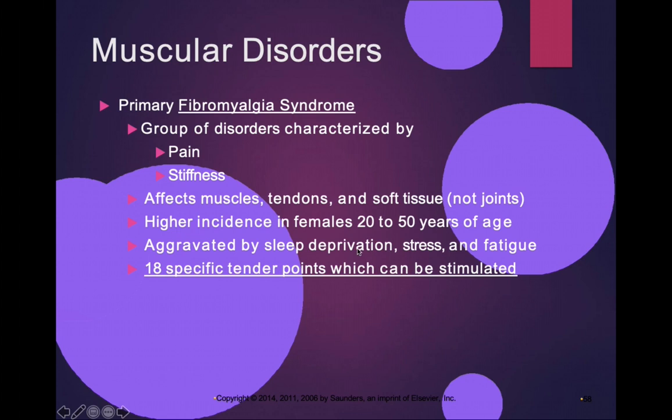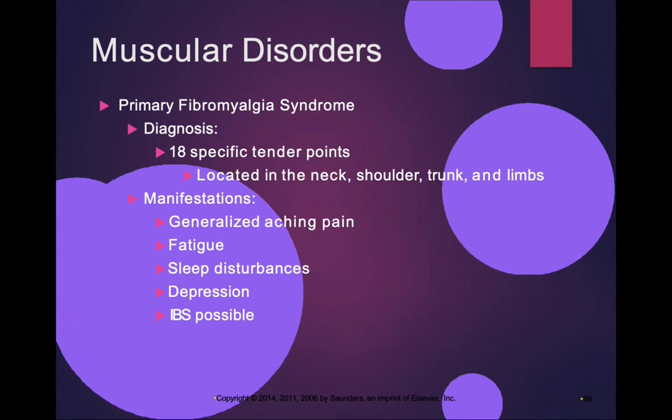It can be aggravated by sleep deprivation, stress, and fatigue. But to diagnose it, there are specifically 18 tender points which could be stimulated, and they all have to be painful to get that diagnosis. Specifically 18 tender spots that are located throughout the body, neck, shoulder, trunk, and limbs. I have a picture that shows these 18 spots. It's generalized aching, fatigue. It affects the sleep. It leads to depression, and there are irritable bowel syndrome symptoms, meaning that they go from constipation to diarrhea.